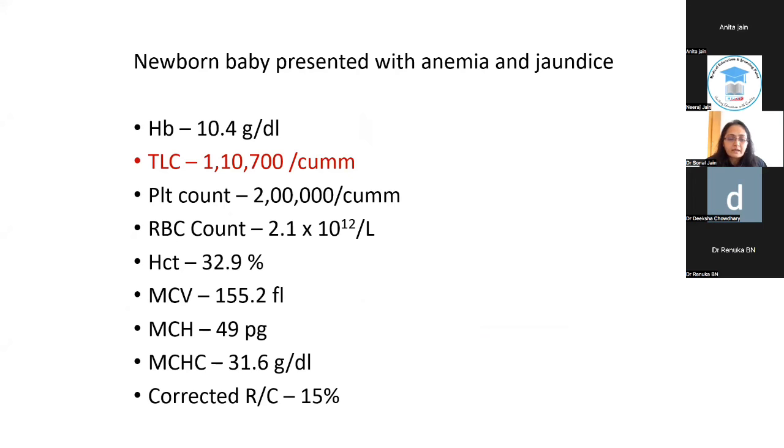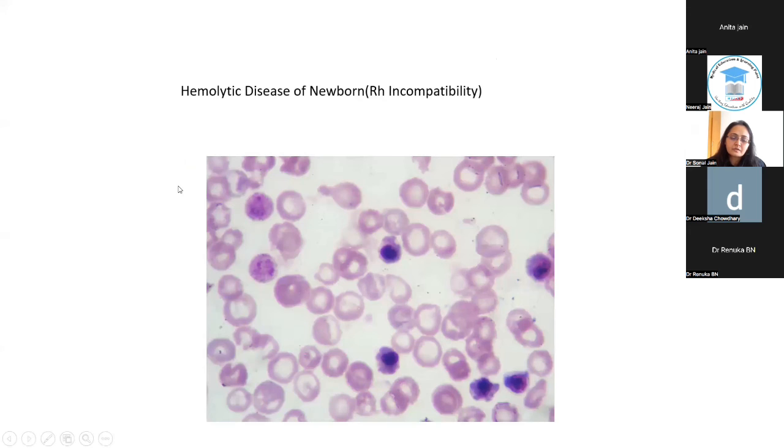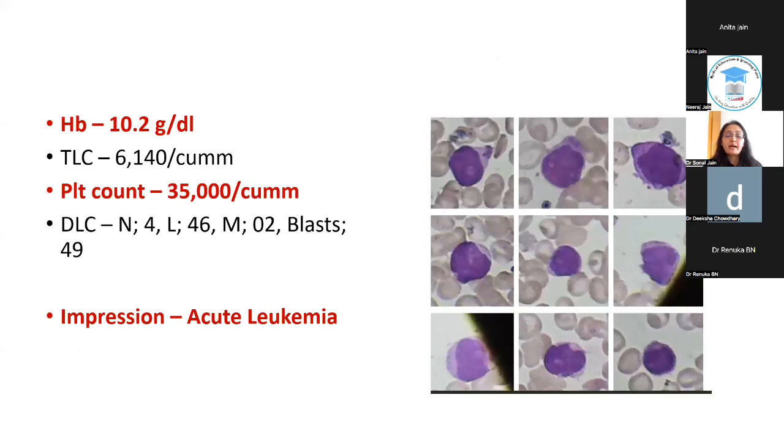Just to highlight that sometimes a picture like this can also come where we see a very high TLC with a mildly low hemoglobin, but actually it's just a hemolytic disease of the newborn or Rh incompatibility, with a lot of NRBCs causing the high TLC, but it's actually just anemia. Just to highlight why one should see the smears. Again, no history, low platelets and a low hemoglobin, smear of large platelets.